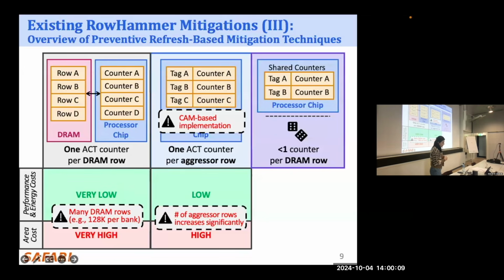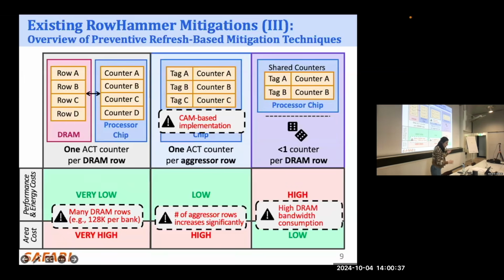And the third approach reduces the number of counters and allocates less than one counter per DRAM row, either by introducing shared counters that group some DRAM rows to track them together, or by introducing probabilistic refreshes. And since we are reducing the number of counters that we implement, the area costs are low. However, especially at low RowHammer thresholds, the performance and energy costs increase a lot. This is because of the high DRAM bandwidth consumption that these mitigations have.